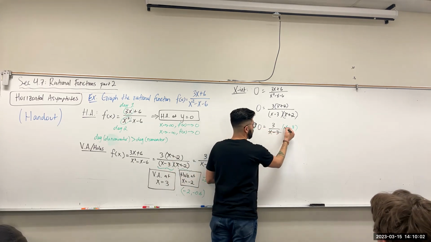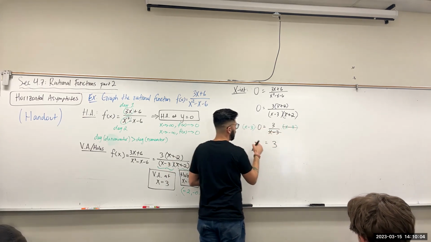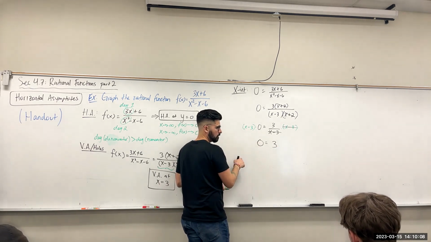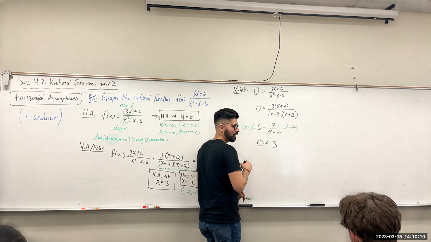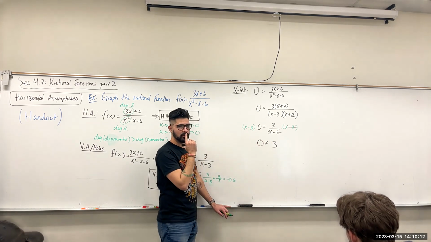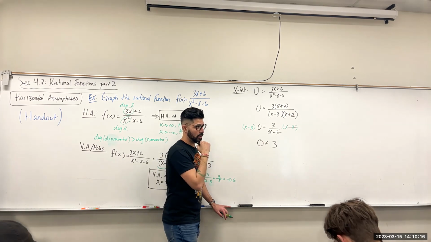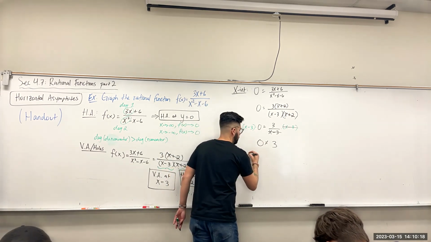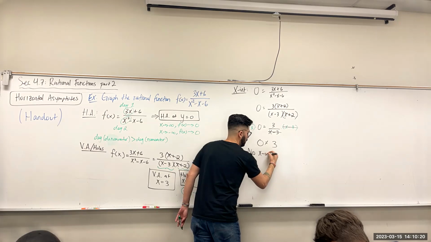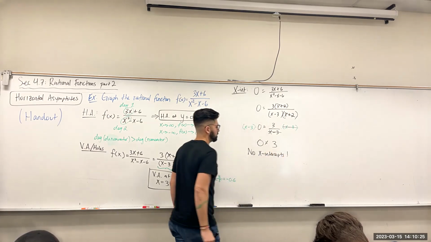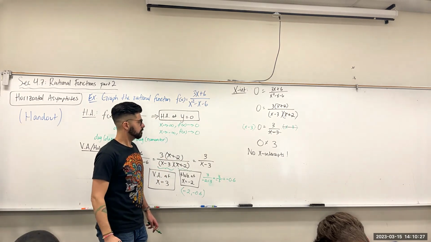Now this will cancel with this one, which leaves you with 3, and then this becomes 0. Uh-oh, it's not supposed to be 1. No, it's okay. But what does that algebra tell you? It never crosses the x-axis. Yeah, there are no x-intercepts. So this tells you that there are no x-intercepts, so it'll never cross the x-axis.